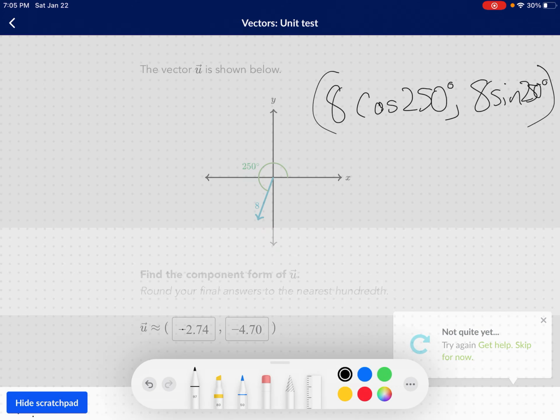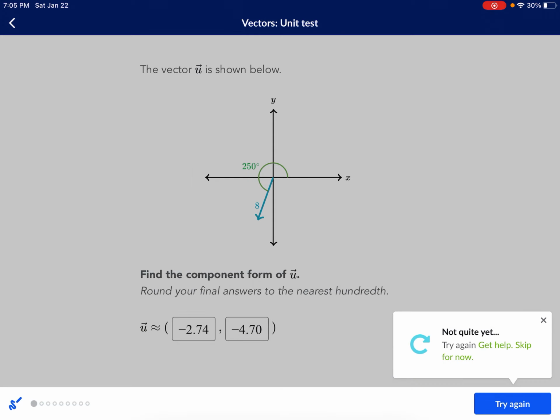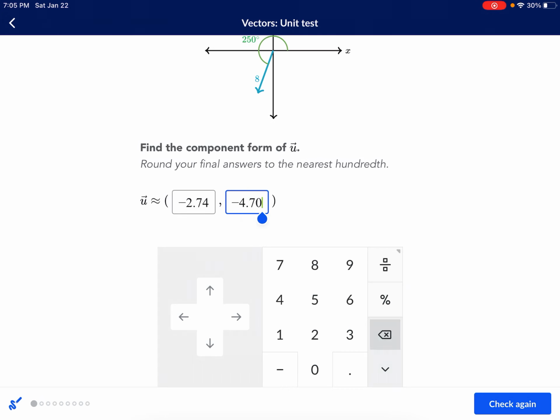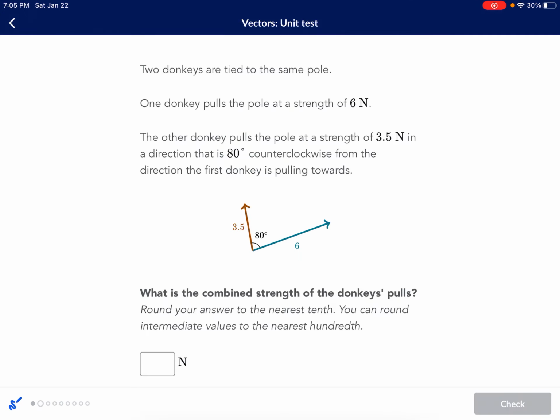Wait, did I do something? Oh my god, I entered 5 for some reason. In the calculator, I entered 5 sine 250 for the y component. I don't know what went through my head. Negative 7.52. Such a careless mistake.